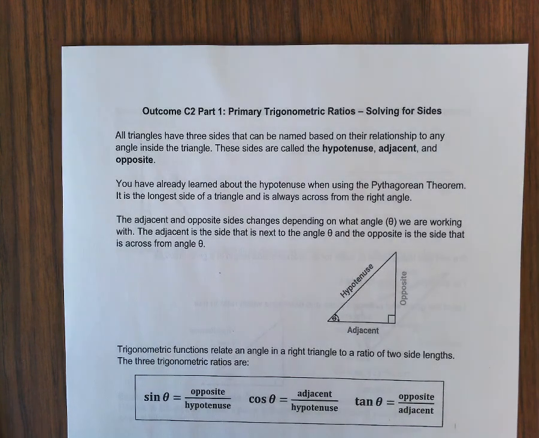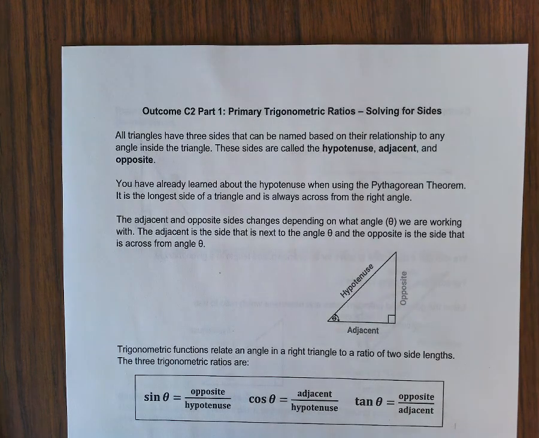In this lesson, we are going to talk about primary trig ratios, and we're going to use these ratios to solve for unknown sides in triangles. So all triangles have three sides that can be named based on their relationship to the angles inside the triangle. Now these sides are called the hypotenuse, which you should already be familiar with, and the other two are called the adjacent side and the opposite side. The adjacent side and the opposite side change depending on what angle we are working with.